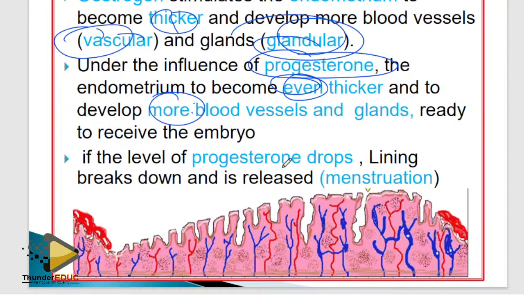If the level of progesterone drops, menstruation is going to happen. The lining of the endometrium, the lining of the uterus, will break down, and this is called menstruation. You will see the blood.